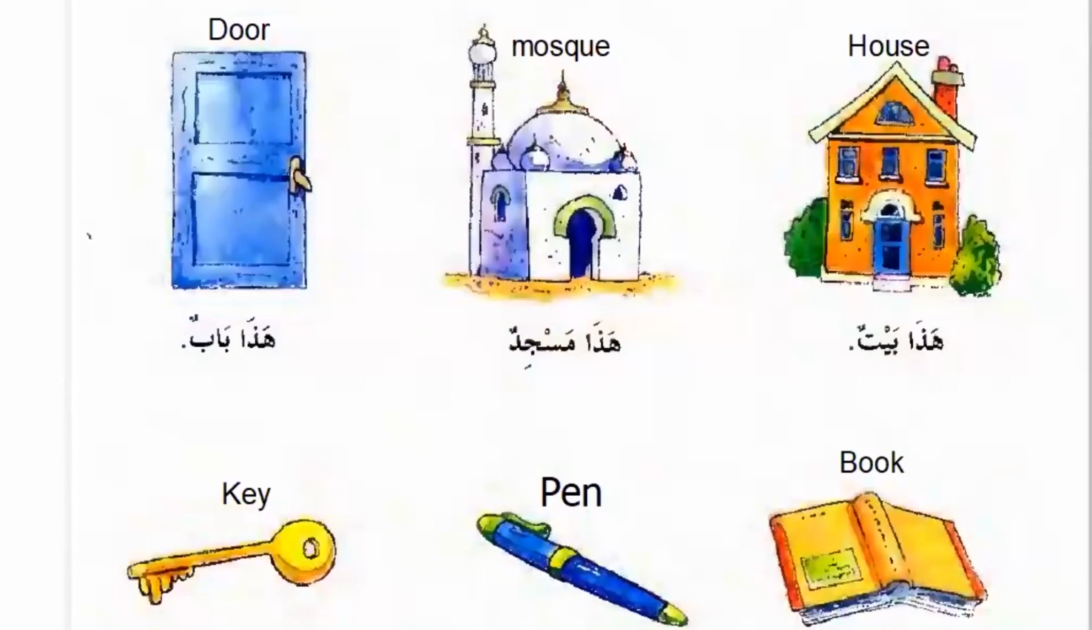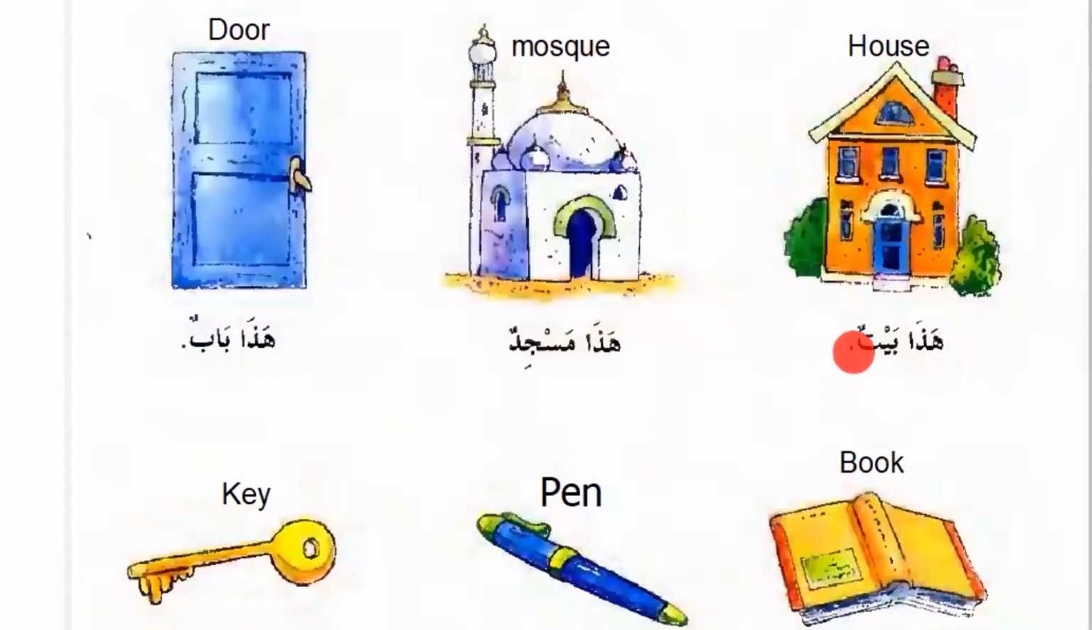A book from which you read. You know, we can have a notebook, so this is not talking about a notebook. This is a book that you read from. You will still see notebook coming. So haza qalamun. This is a pen. Haza miftahun. This is a key.